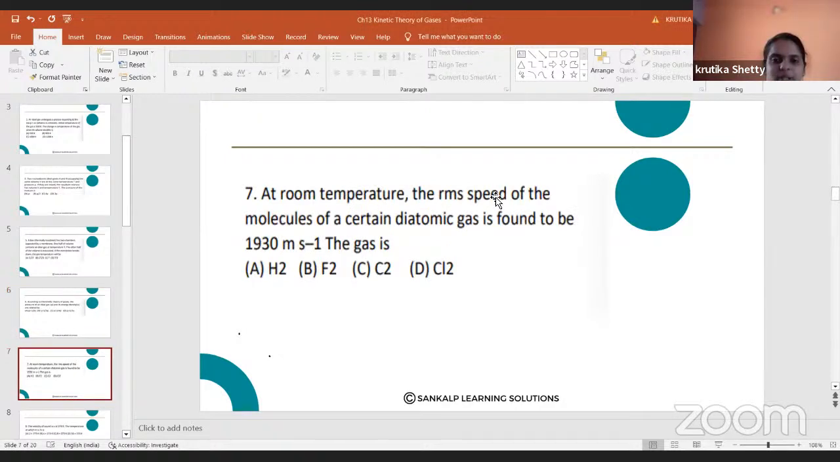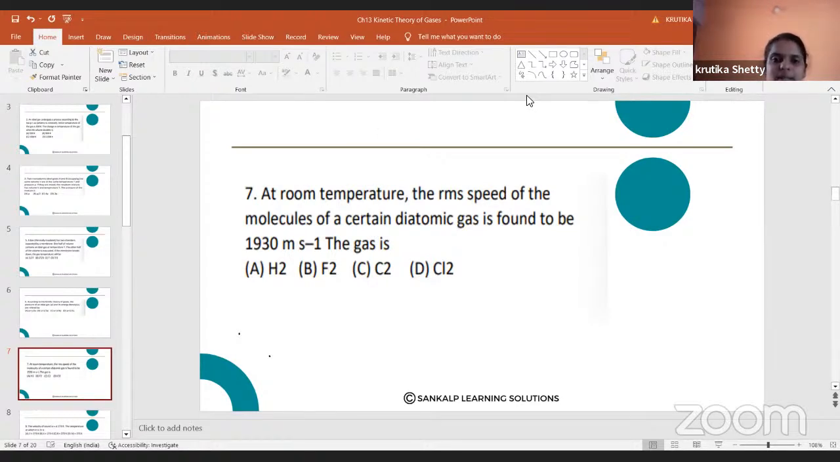At room temperature, the RMS speed of the molecule of a certain diatomic gas is found to be 1930 meter per second. The gas is. So if you know the theory in detail, you can directly write this. Otherwise, we can prove this also.